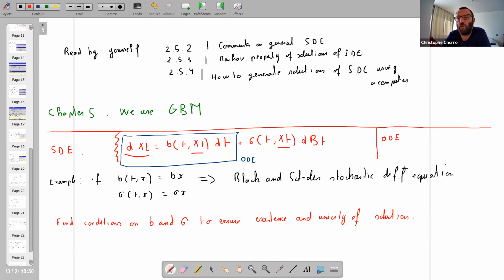So if you have followed a course concerning ordinary differential equations, you know that you have a very famous theorem called the Cauchy-Lipschitz theorem that gives you conditions on the coefficients of an ordinary differential equation in order to ensure the existence and the uniqueness of a solution.